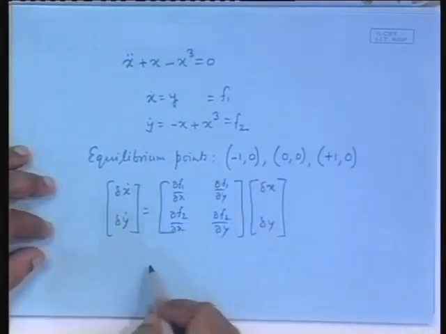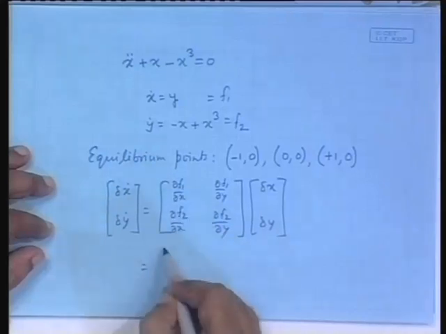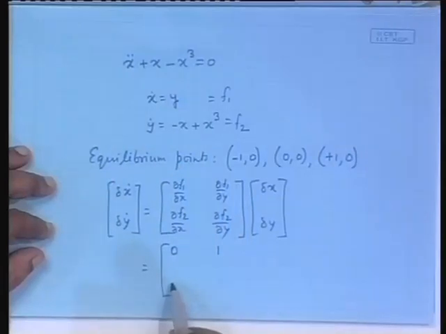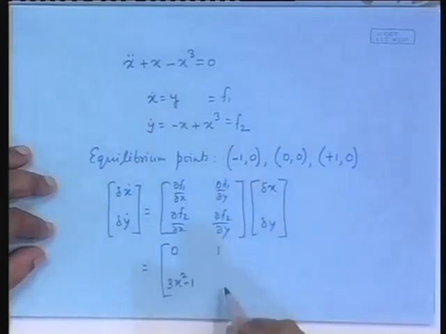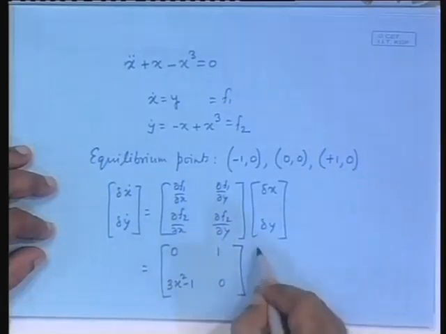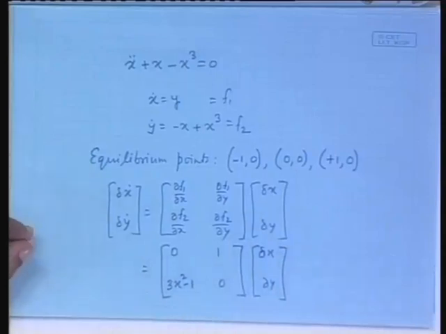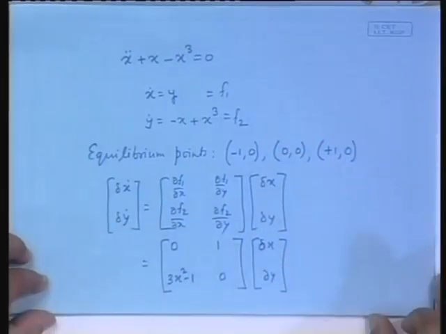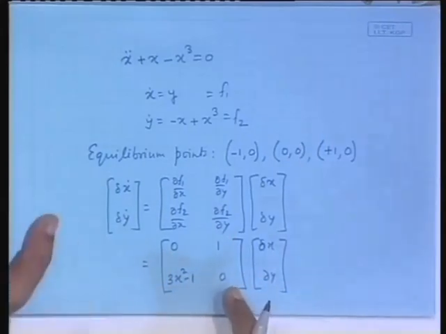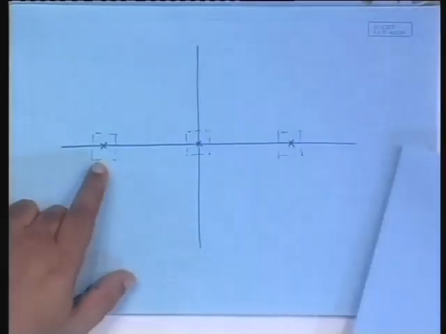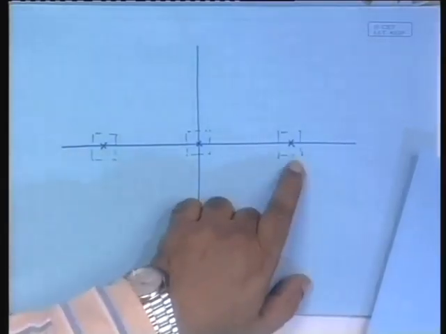So, what is this particular component? 0, this component 1, this component 3x square minus 1, and this component... good. Now, we need to evaluate this not just anywhere, but at the 3 equilibrium points. So, these 3 equilibrium points are minus 1 0, 0 0, plus 1 0.